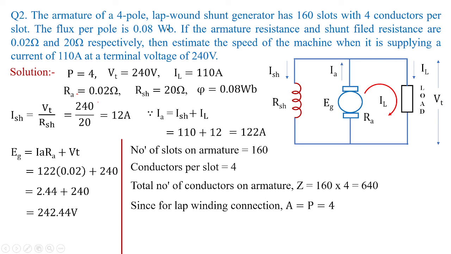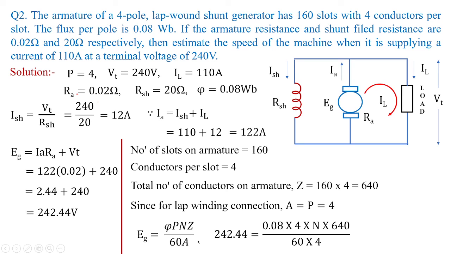Since we are having this lap connected winding, here we need to remember that number of poles is equal to number of parallel paths, which is equivalent to 4. Now the generated voltage formula is given by Eg is equal to phi P N Z by 60 A, and from this formula we need to estimate speed. So Eg value we have obtained as 242.44, phi is 0.08 Webers, P is 4, N we are supposed to find out here, Z is 640, 60 multiplied with A is 4. So I am just substituting the values in the formula.